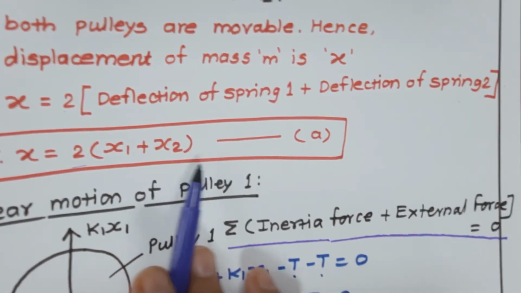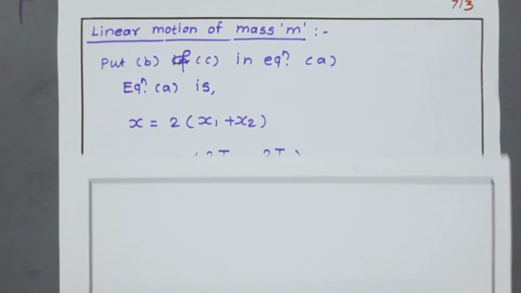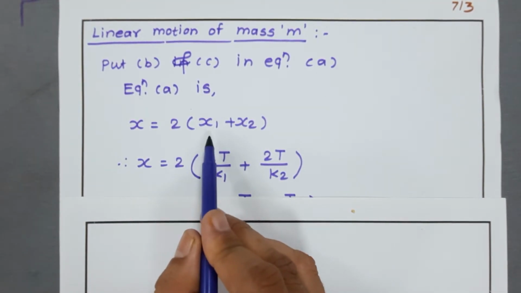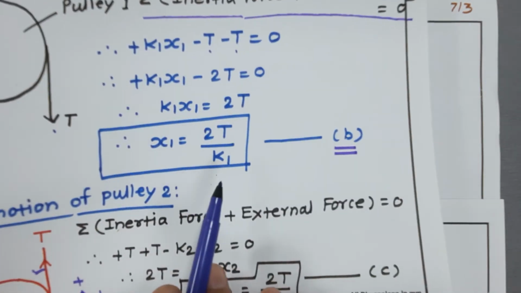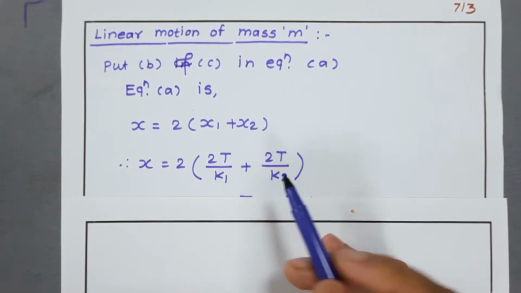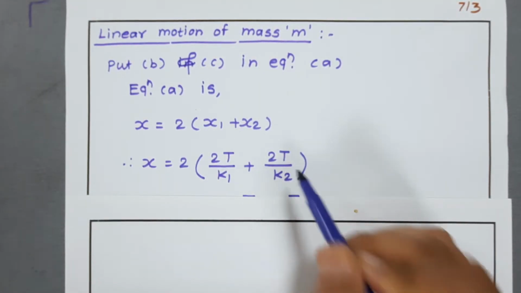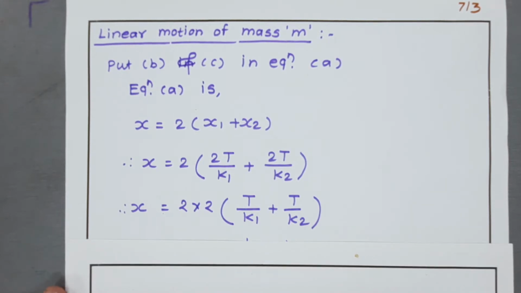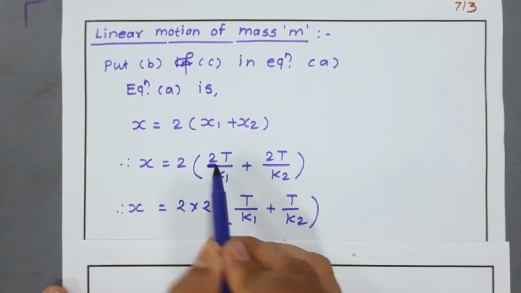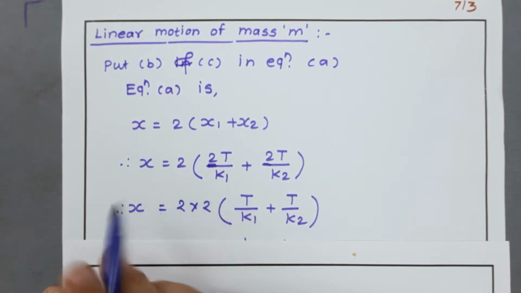X is equal to 2 X1 plus X2. So I have reproduced this equation. X is equal to 2 into bracket X1 plus X2. Now here I am going to put the value of X1, which is 2T upon K1. So I am going to put this value 2T upon K1 plus the value of X2, which is 2T upon K2. So I am going to put this value 2T upon K2 here. So now further, from this term, 2 is common here. This 2 and 2, so I will take 2 common outside the bracket, 2 into 2.